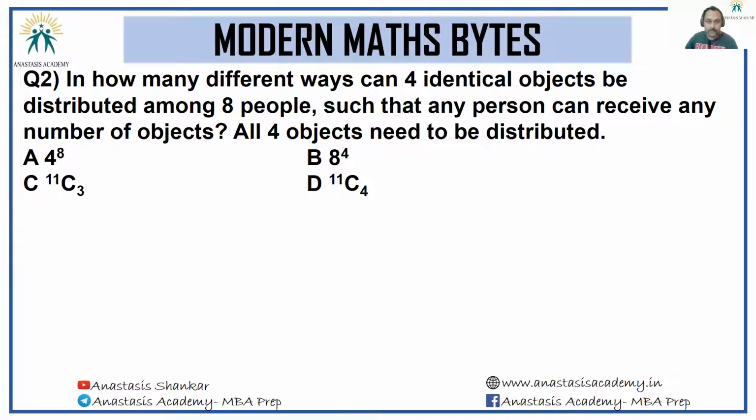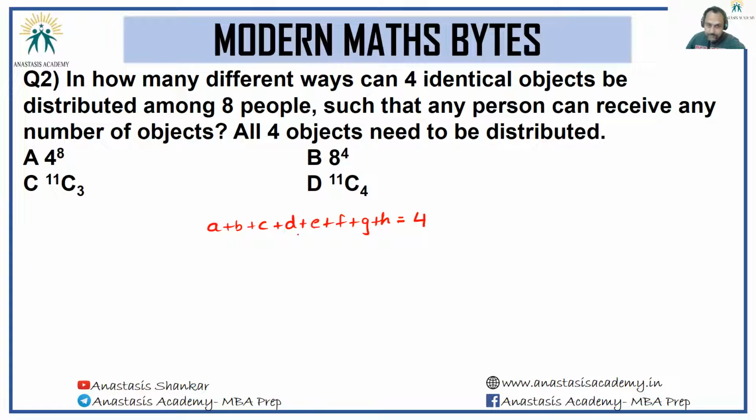Next question. In how many different ways can 4 identical objects be distributed among 8 people such that any person can receive any number of objects? All 4 objects need to be distributed. Okay, let those 8 people be A, B, C, D, E, F, G, and H. They are supposed to get 4 articles, 4 identical objects.